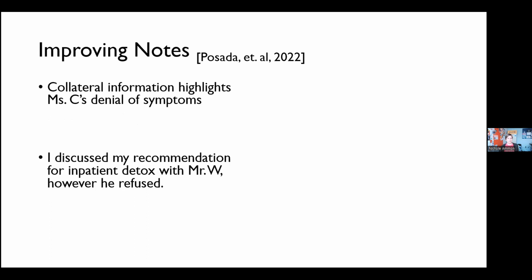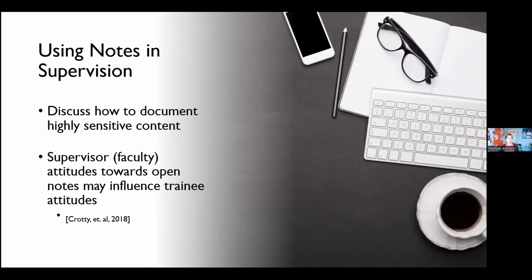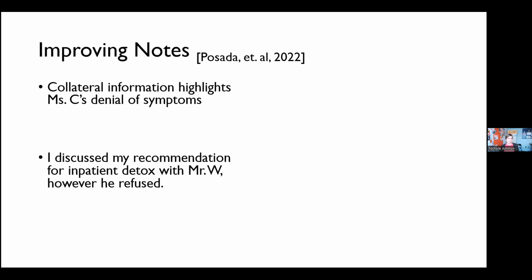So a couple of fun slides and examples taken straight from the articles on improving your notes. In the column that you see, this would be the original version of the note. Collateral information highlights Mrs. C's denial of symptoms. Any thoughts, and please feel free to unmute because I can't necessarily see who's doing what. Any thoughts on how that could be better written? Could say Ms. C disagreed with these specific symptoms.